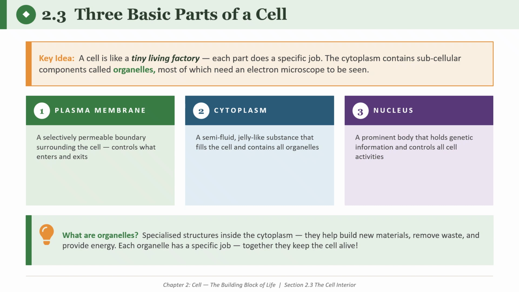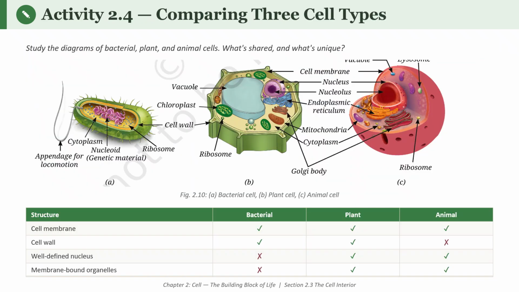Next we are going to see one activity. We are going to compare cell types. Here I have given three cells. We are going to see the similarities and dissimilarities between these cells. What cells can you see here, children? The first one, A, is a bacterial cell, next one, B, is a plant cell, and C is an animal cell. So the three cell types studied here are the bacterial cell, plant cell, and animal cell.